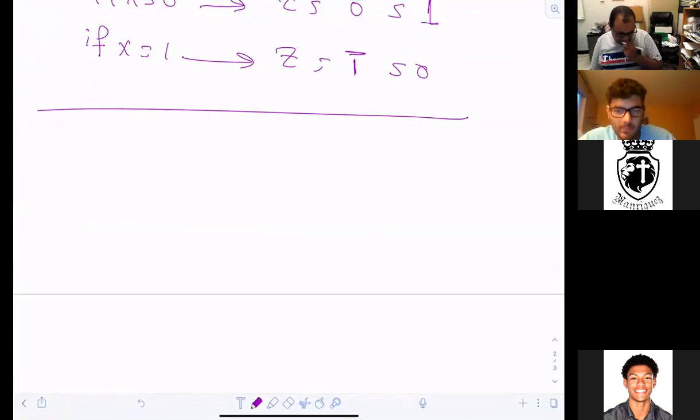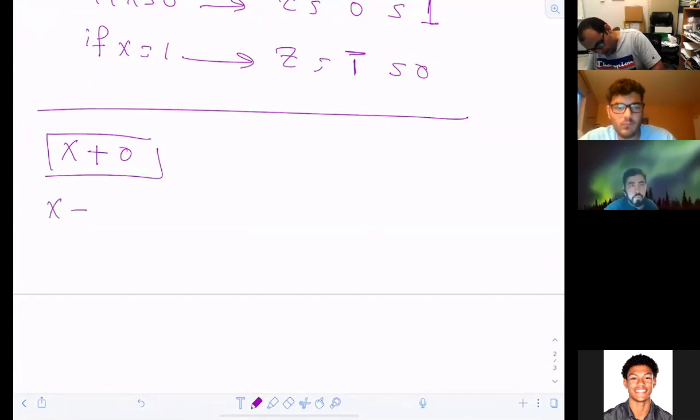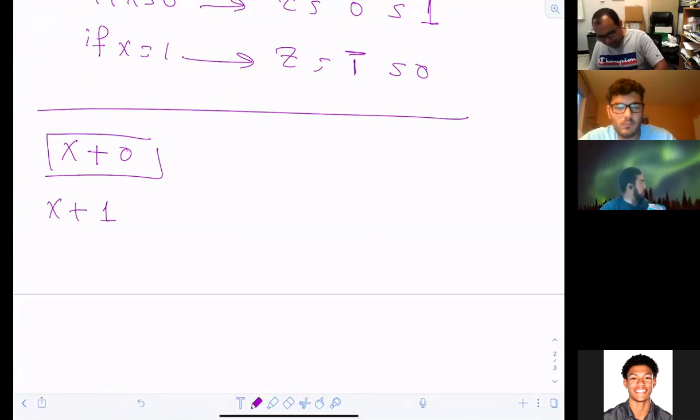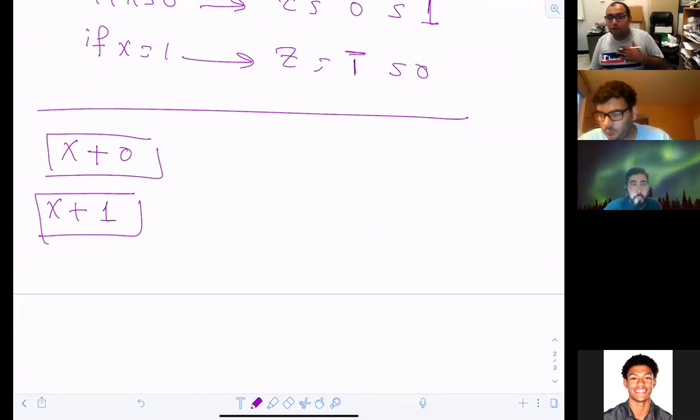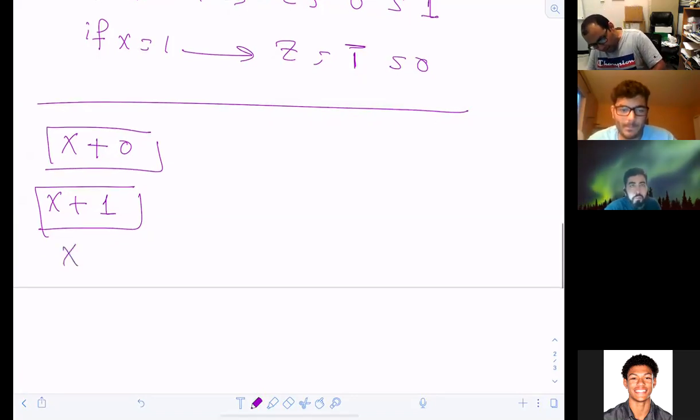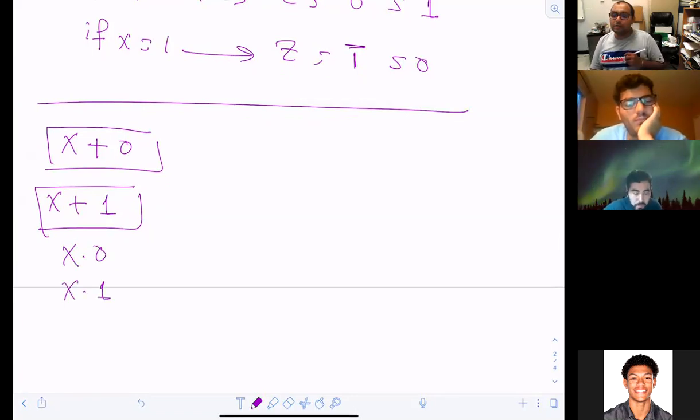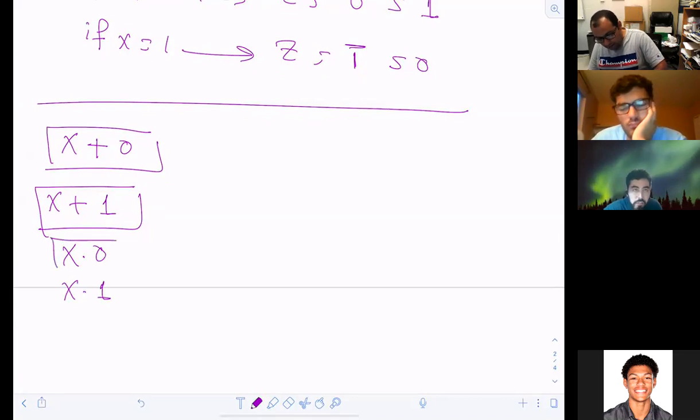So what is this thing? Imagine that somebody's telling you x is ORed with 0, or x is ORed with 1. What can the output be in this case? x is ANDed with 0, x is ANDed with 1. What will the output be in this case? This stuff we need to know. It's going to help us in simplification.